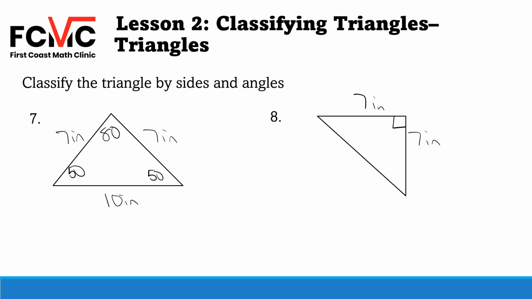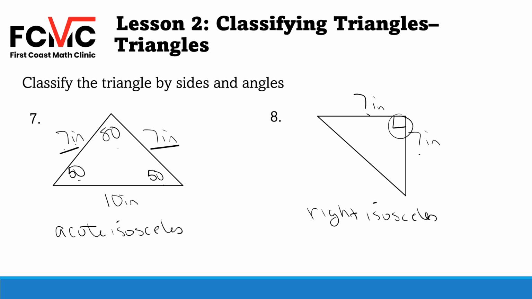For number 7, we've got an acute triangle. We've got 3 acute angles. And we've got one pair of equal sides, or 2 equal sides, 7 and 7. So this can be an acute isosceles triangle. And number 8, we've got a right angle here. And again, a pair of equal sides. So it's going to be a right isosceles.